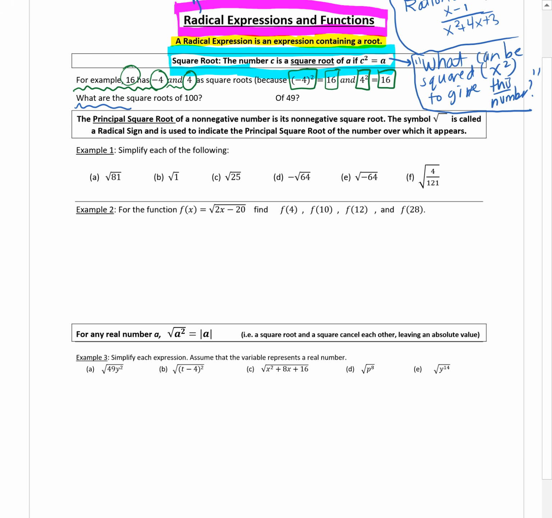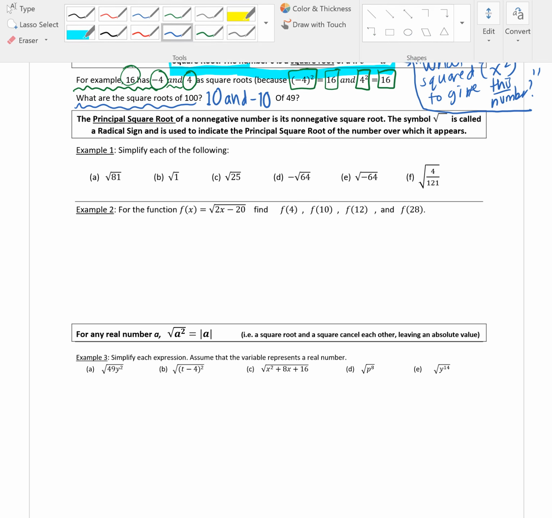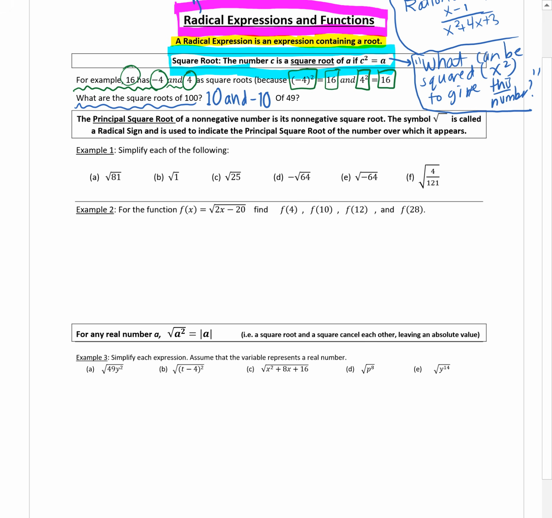So let's try this next one. They ask, what are the square roots of 100? I'm asking myself, what can I square and get 100? Well, 10, right? Because 10 to the second power is 100. But not only that guy, his negative is also a square root, because if you square -10, you also get positive 100. Let's try one more. How about 49? What can you raise to the second power and get 49? 7, right? 7 squared is 49. But not only him, his negative as well. -7 squared is positive 49 also.